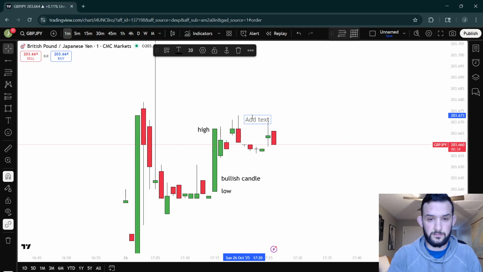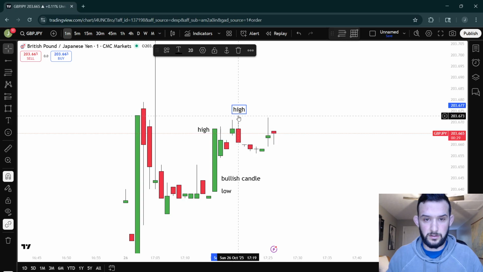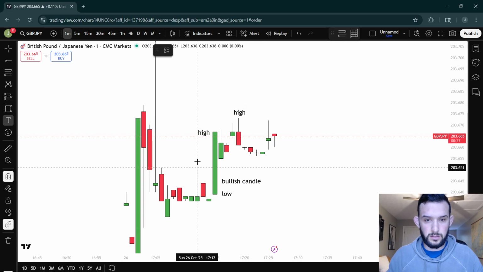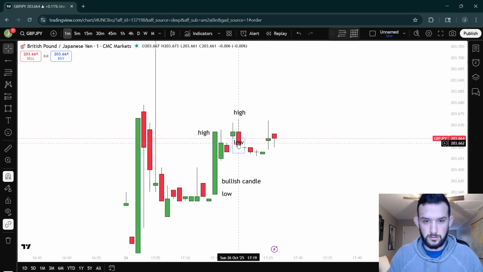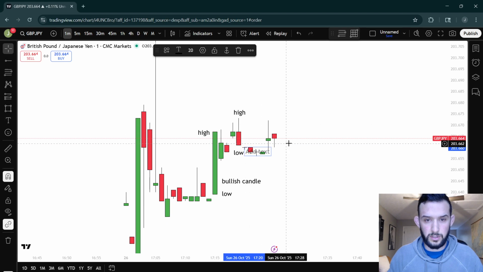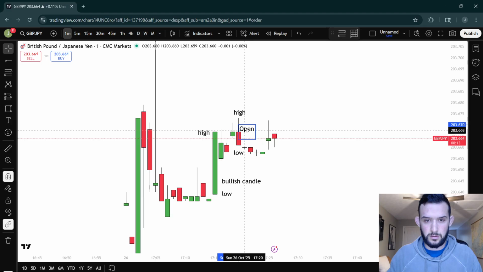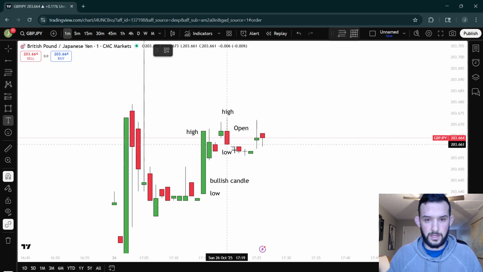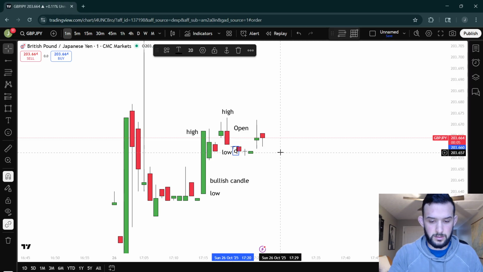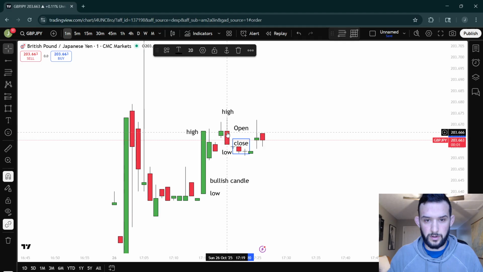So again, this will be a high right here and a low down here. This can also, we will put the open right at this point and the close down here. So close down here, open right here.